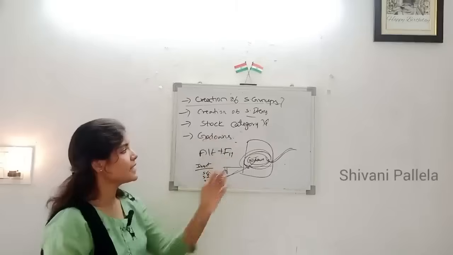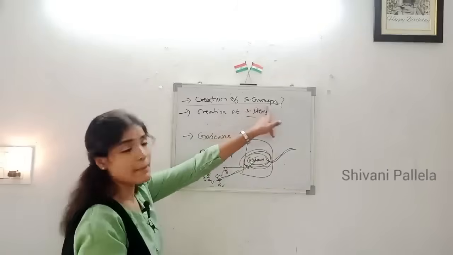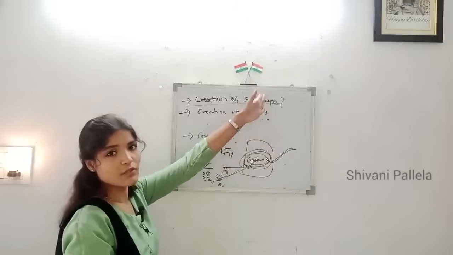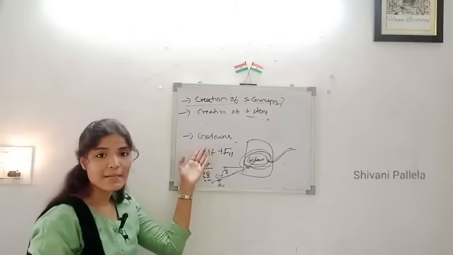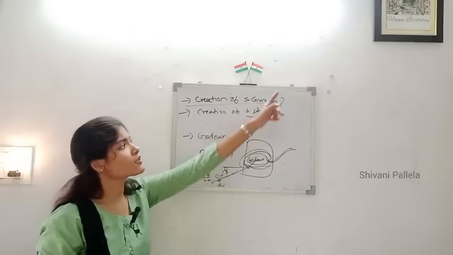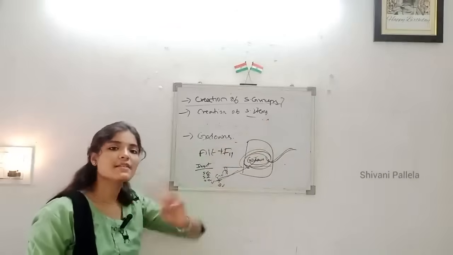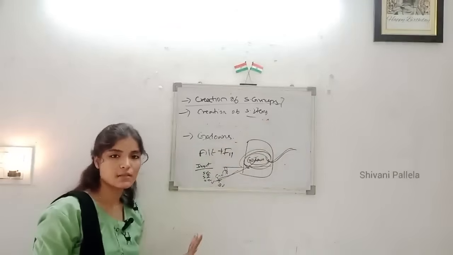These are the main 3 questions. Stock groups is the important question. 99% this only will come. Godowns is another important question, and stock items. Stock groups and stock items are related to the same answer. Same answer.